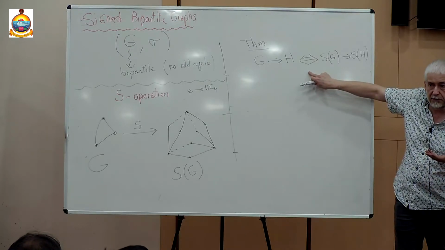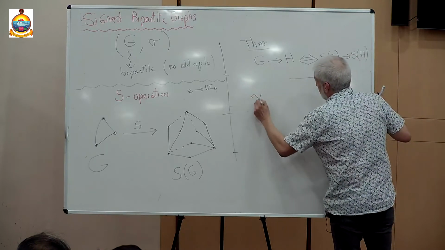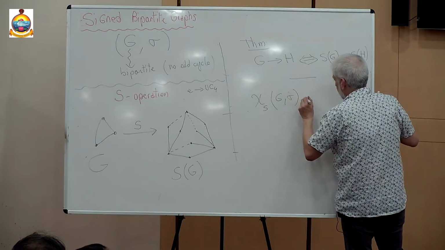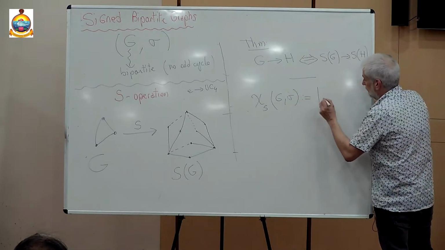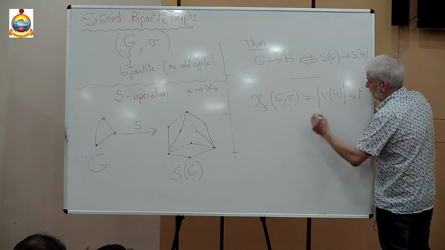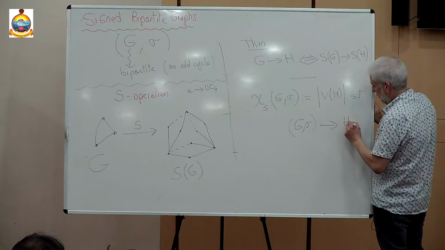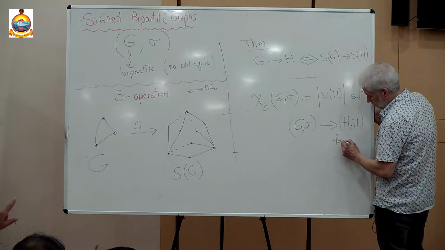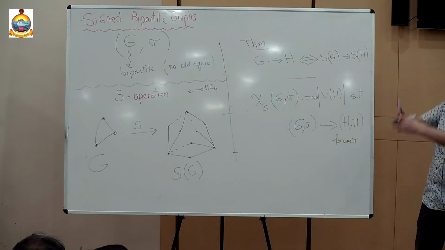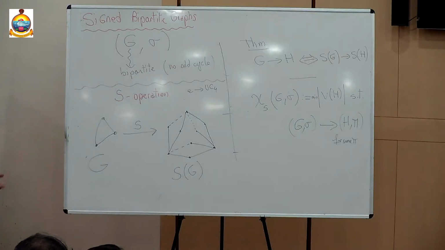But as soon as you have homomorphism, you can define chromatic number, as Chagnik did before. You can say that the signed chromatic number of a signed graph G sigma is defined as the smallest number of vertices of some graph H such that G sigma has a signed homomorphism to H pi, for some pi. So of course, the smallest order of a graph such that you have this.